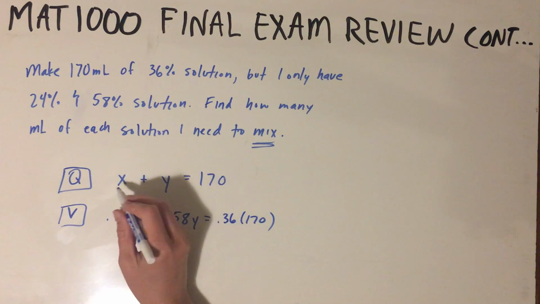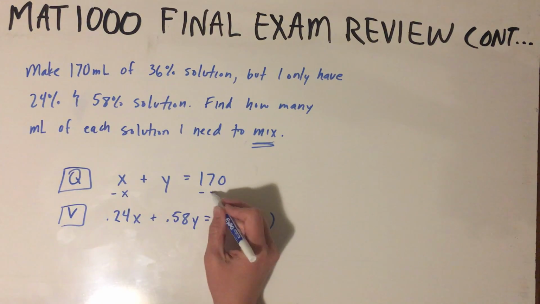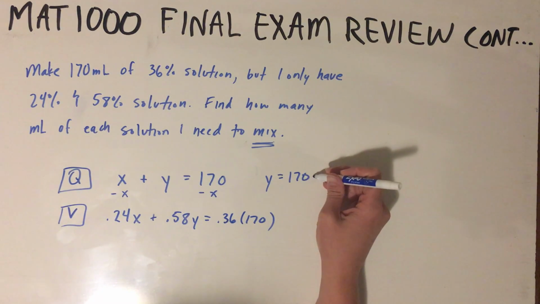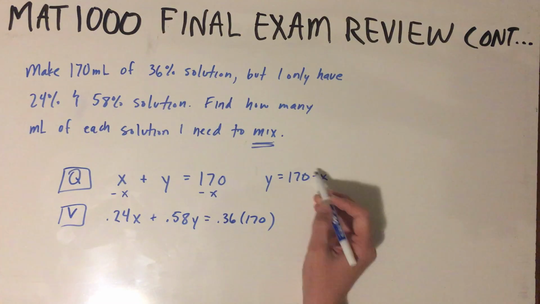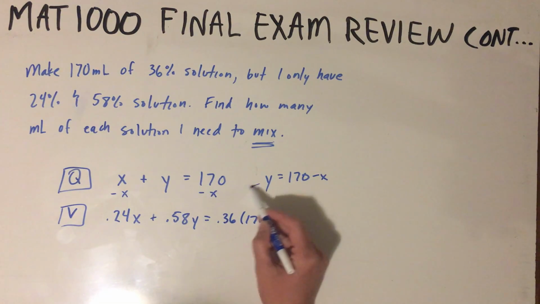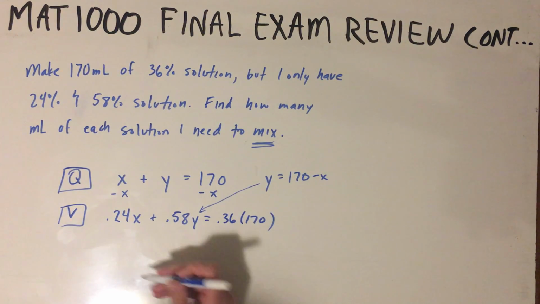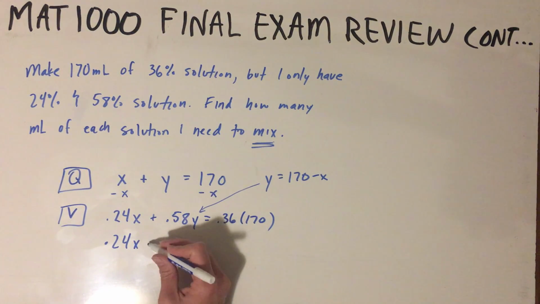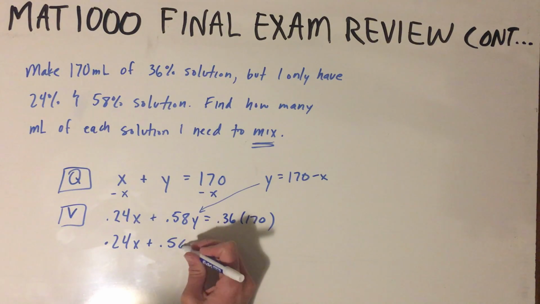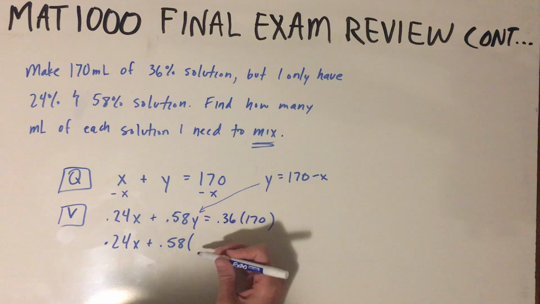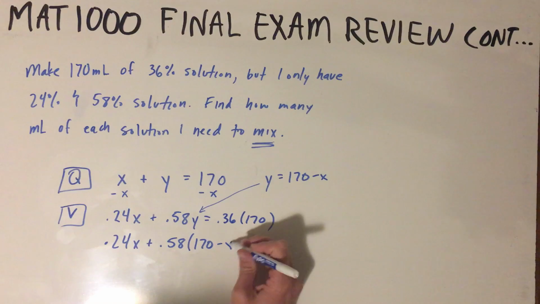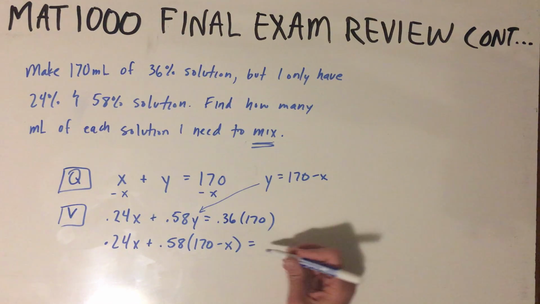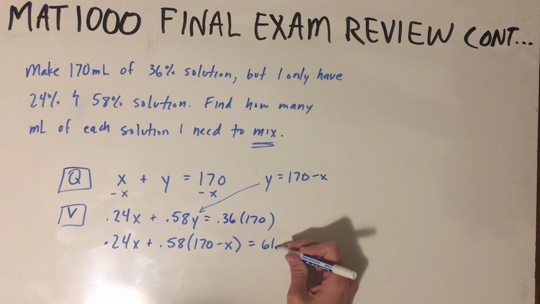All right, so these are my two equations, and this setup lends itself to substitution. So I'm just going to subtract the x from both sides, and we'll get that y is equal to 170 minus x. Now that I know a value for y, I can just substitute that right here. So we're going to get 0.24x plus 0.58, and y is now 170 minus x.